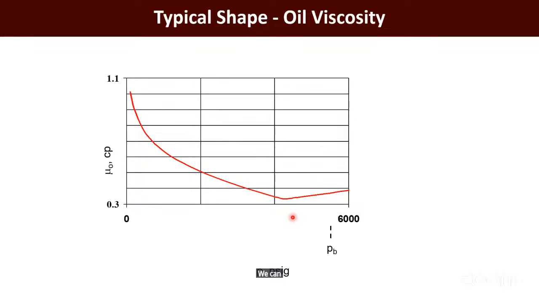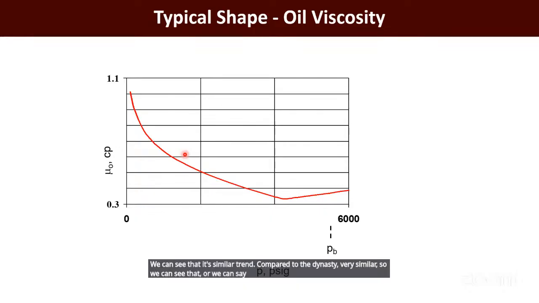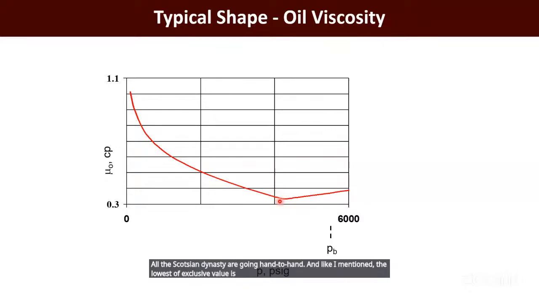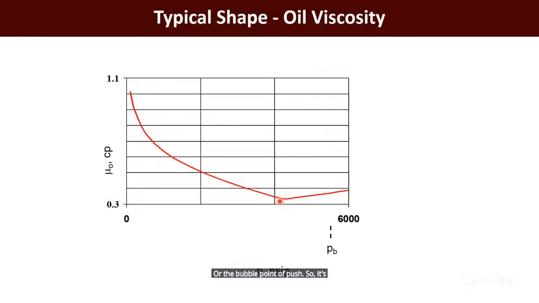We can see that it's a similar trend compared to the density, very similar. So we can say that oil viscosity and density are going hand in hand. Like I mentioned, the lowest viscosity value is nearby the bubble point pressure. So it's preferred to start water flooding near the bubble point pressure in order to have a better mobility ratio between the water that we are injecting and the oil that we are going to produce.